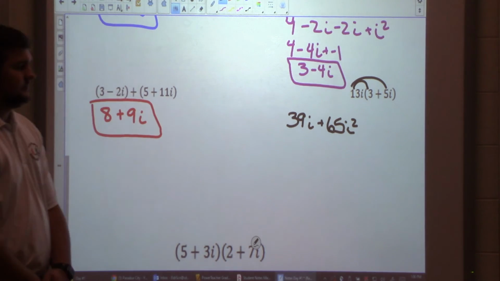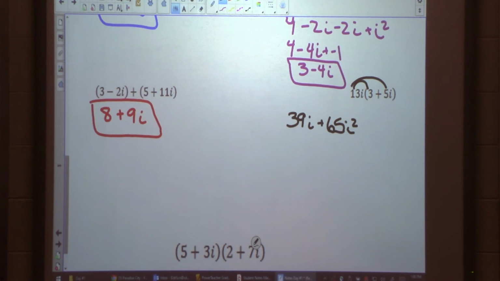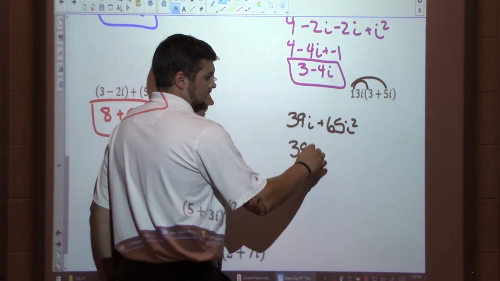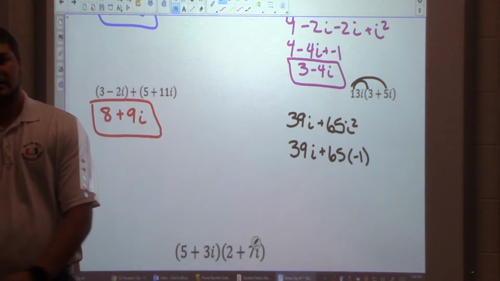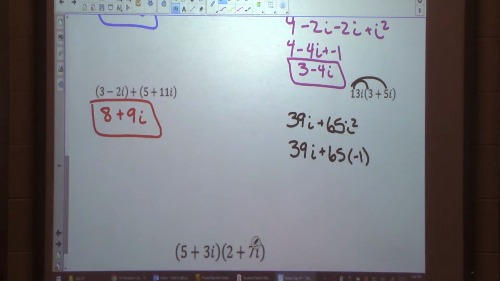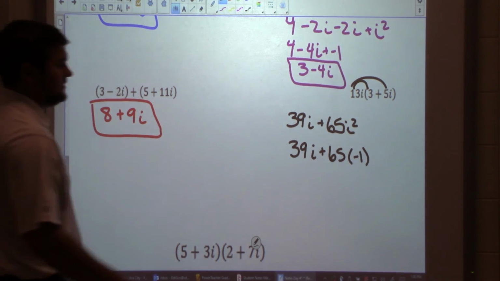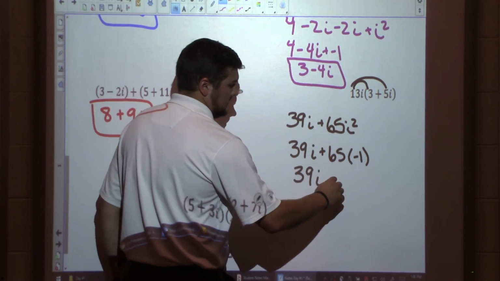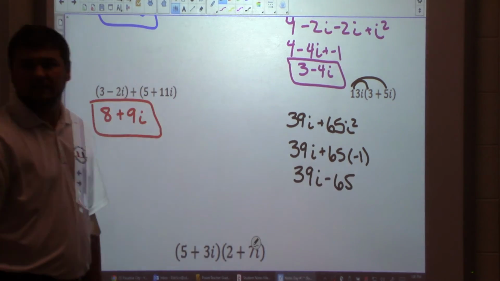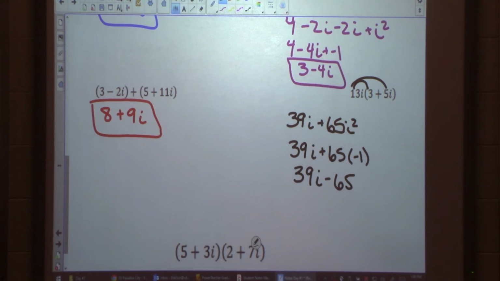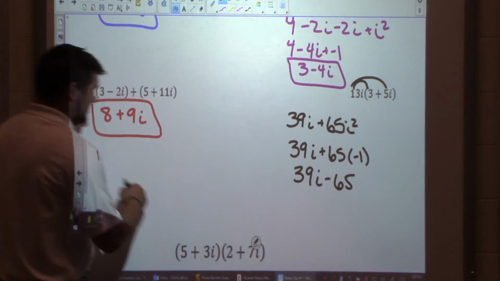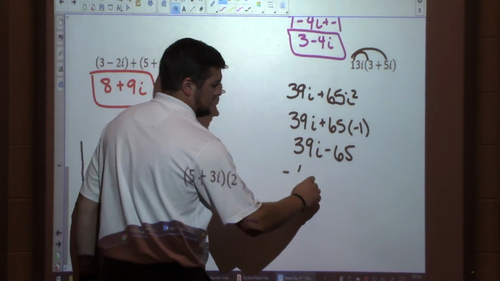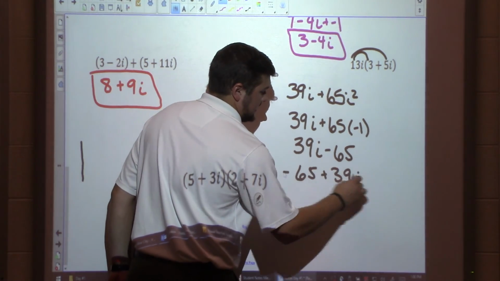65i squared. Hey, hold on a second. What do I need to do? Change i squared to negative 1. 39i plus 65 times negative 1. Well, what's 65 times negative 1? Negative 65. So just write my answer, 39i minus 65? No. Why not? Because you have to flip them. Standard form, right? Real part comes first. So negative 65 plus 39i.